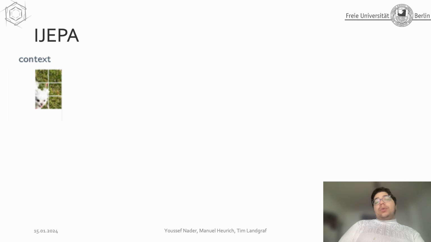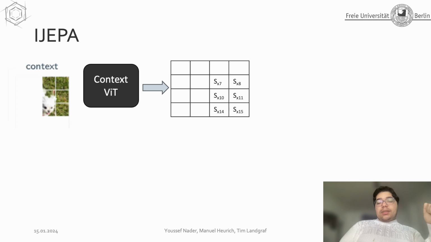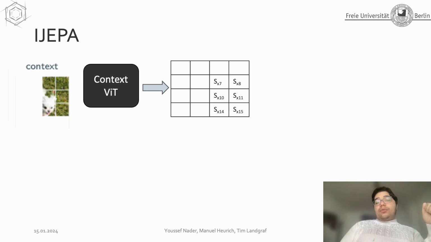So this is how you would typically have a training run. You would sample some patches from the image. You would make sure that the patches you sample for the context are non-overlapping with any of your targets. So you feed the context patches into the context vision transformer, or the context encoder, and then you get the representations for each of the patches.